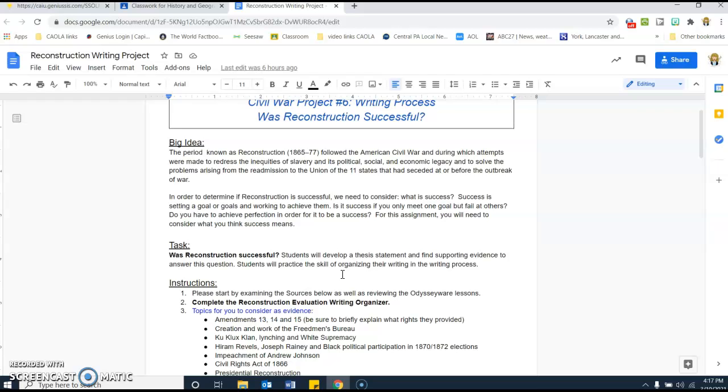So one of the things you need to consider is what is success? How do we figure out if something is successful? How do we determine if Reconstruction is a failure because it didn't meet all of the goals, or is it partially successful, or is it entirely successful? That's something you'll have to determine as you work through your materials.